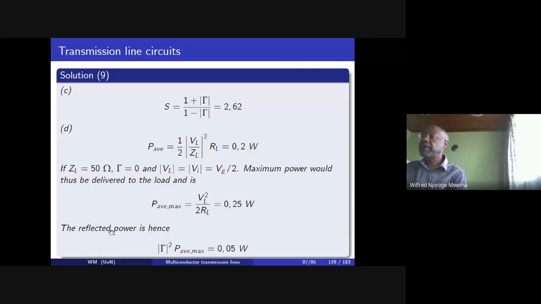The reflected power is therefore, because ZL is not equal to 50 ohms, just going to be given by the modulus squared of the reflection coefficient multiplied by the maximum available power, and we get a value of 0.05 watts.